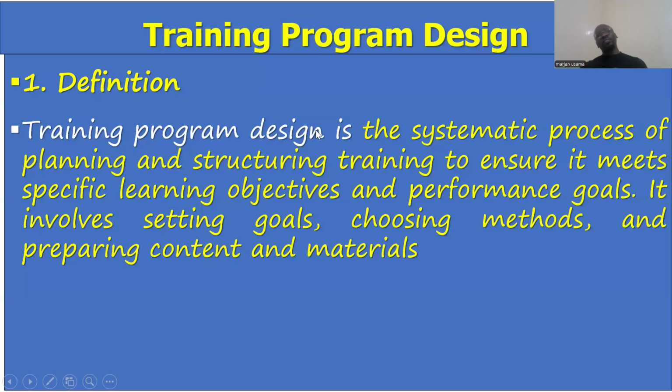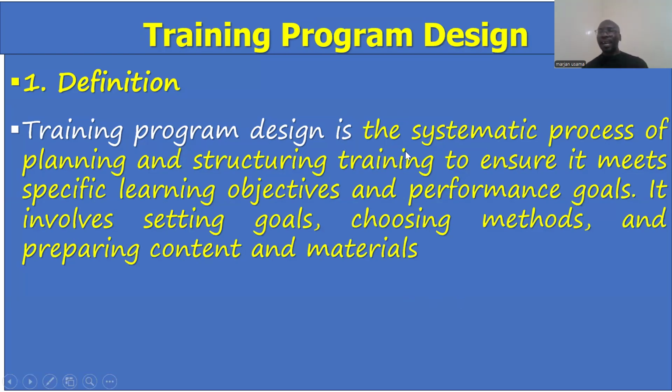Now, the other part of our lesson is about the training program design. So now, khalas, we have analyzed the need. There is a need. There is a gap. So the next thing is what? The next thing is to design the training program. So what is this?